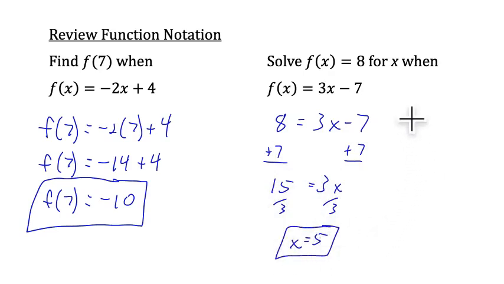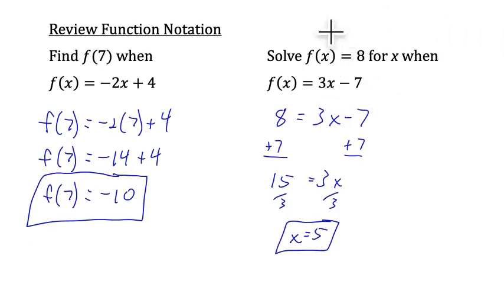All right, so we just figured out that in order to get an output of 8 in the function called f, we need an input of 5. And notice here, when we substitute 5 for x, we get 3 times 5 is 15, minus 7 equals 8. So when we know what f of x equals, that number goes on the left.